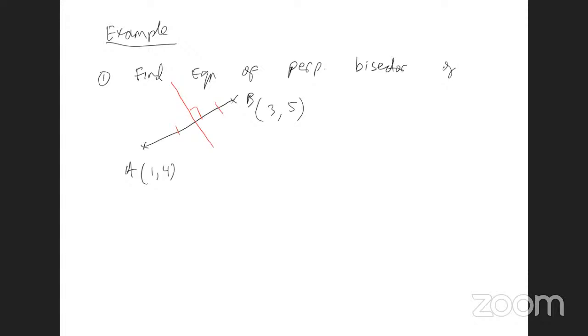What's the first step, Imran? What's the first step in finding the equation of the perpendicular bisector? Find the midpoint. Then the second step is what? And then use the formula, right?